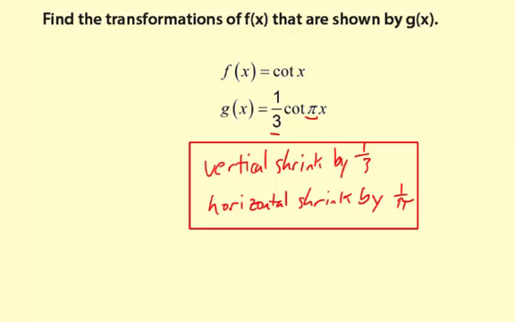Remember with the tangent or cotangent function that pi over b is the period, and b is this number in front of the x. And so for the parent function, you have a 1, so the period is pi over 1, which is pi. In this case, you have a pi there, so the period is pi over pi, which equals 1, and that's what we saw in the graphing calculator. Horizontal shrink by 1/pi.